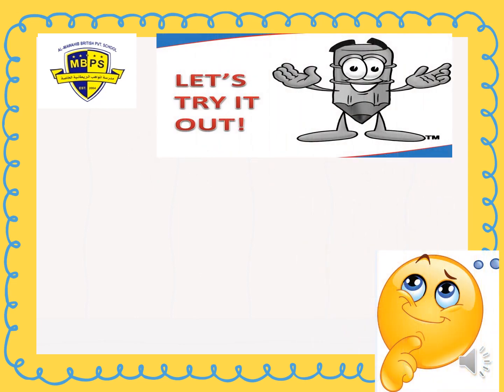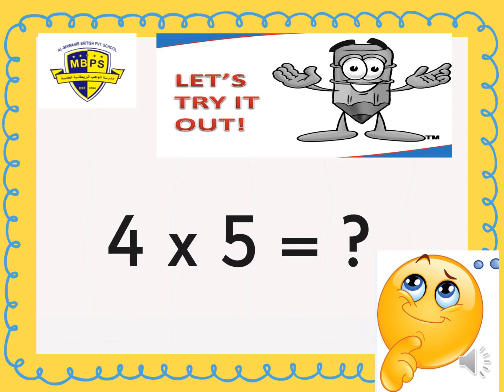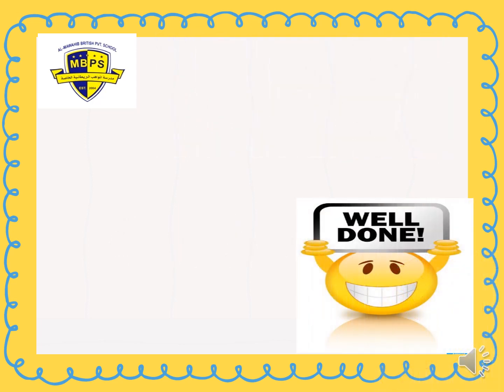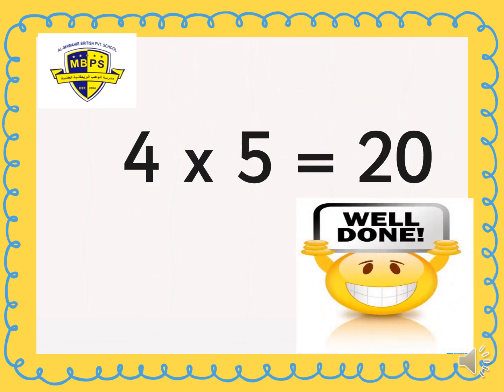Let's try the last one. 4 multiplied by 5 equal what? Who can tell me how many fingers I'm going to open now? Very good. I will open 4 fingers, each finger equal to 5. Now start to skip by 5 and give the answer. You can do it by yourself. Very good. 4 by 5 equal 20.